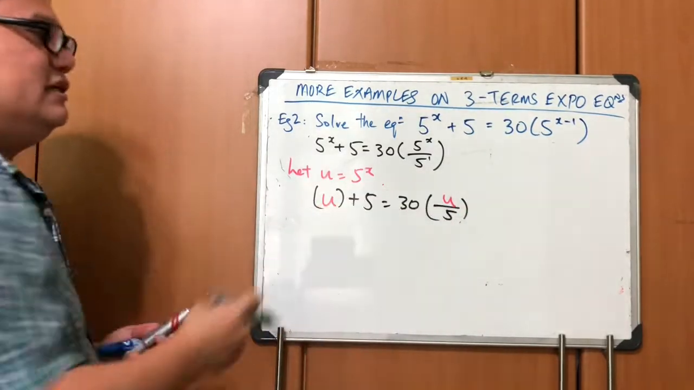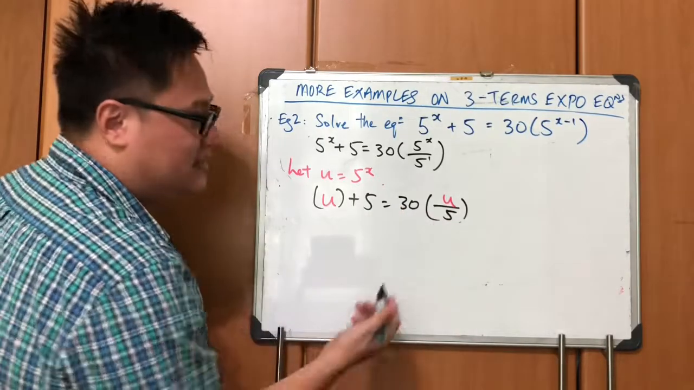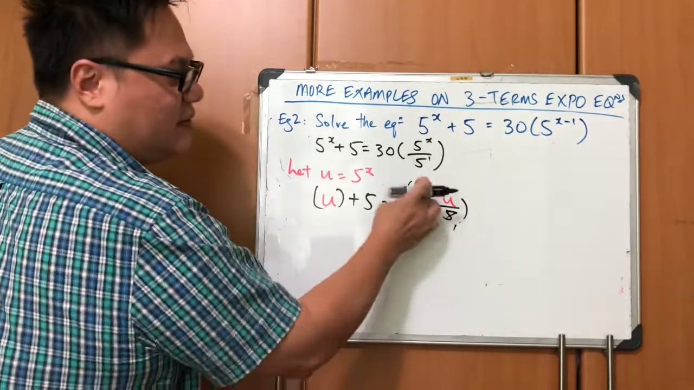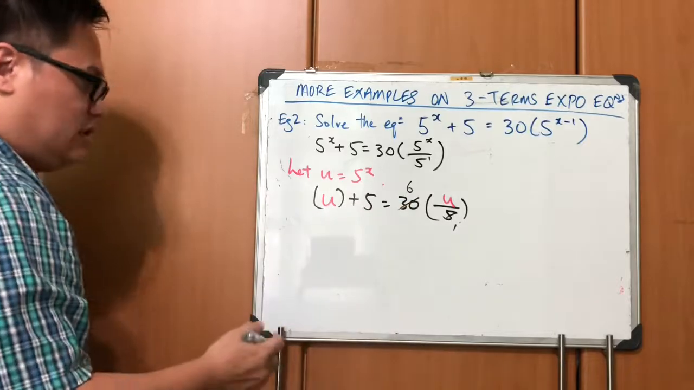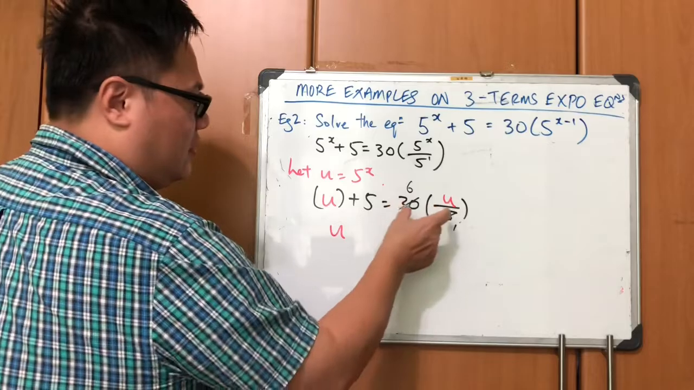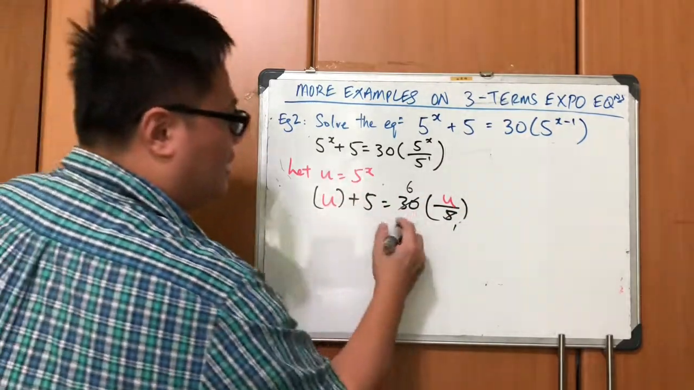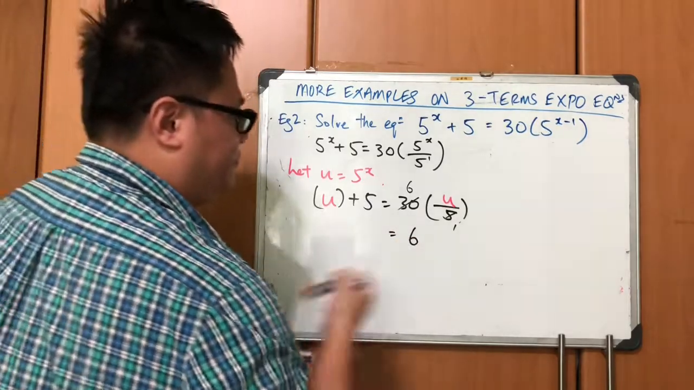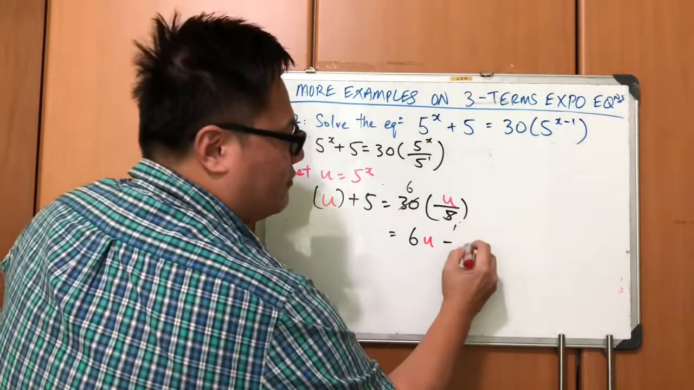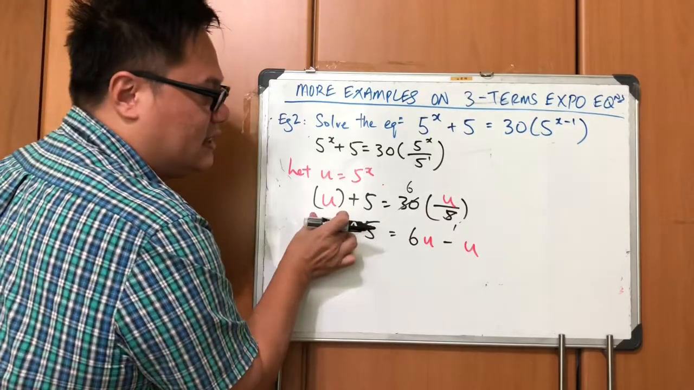So over here, isn't this a very normal equation that we normally solve? The 30 and the 5, I can even cancel, so I have 6, because 30 divided by 5 is 6. If I rewrite this equation, I will have u plus 5 equals 6u minus u. I bring the u to the other side. Subtract u from both sides of the equation. I have 6u minus 1u equals 5. Correct?